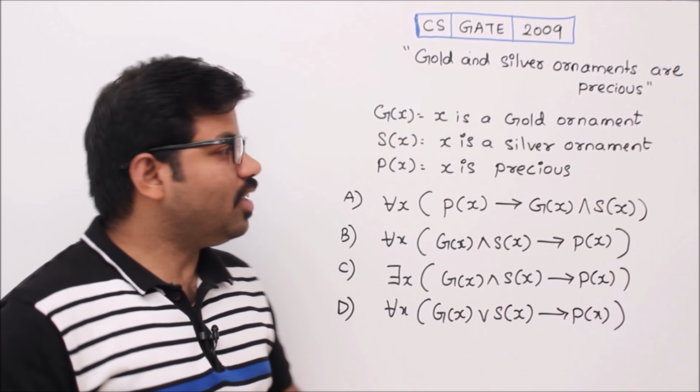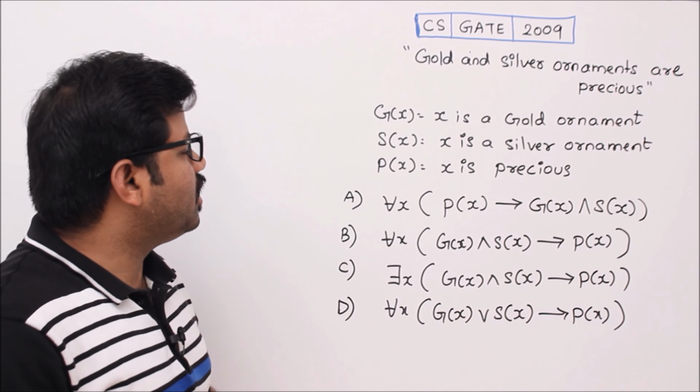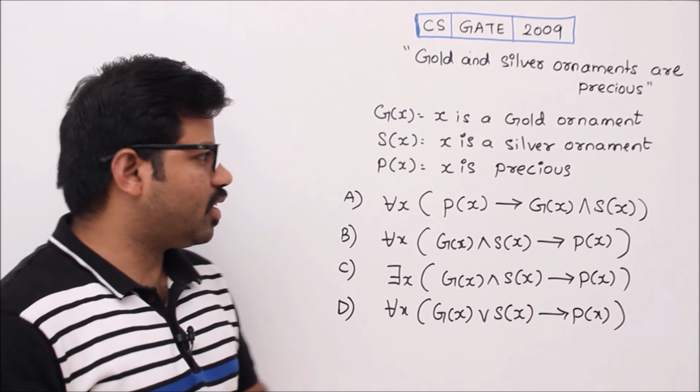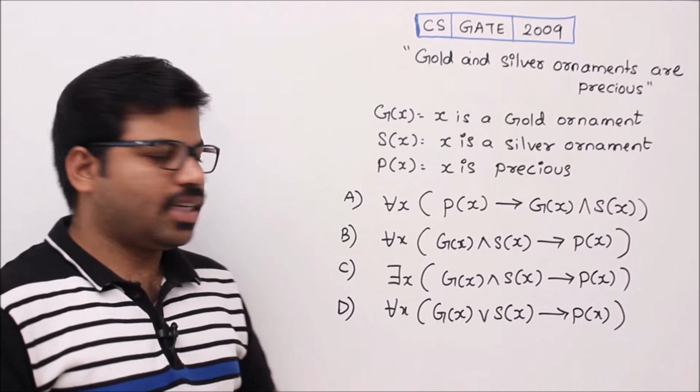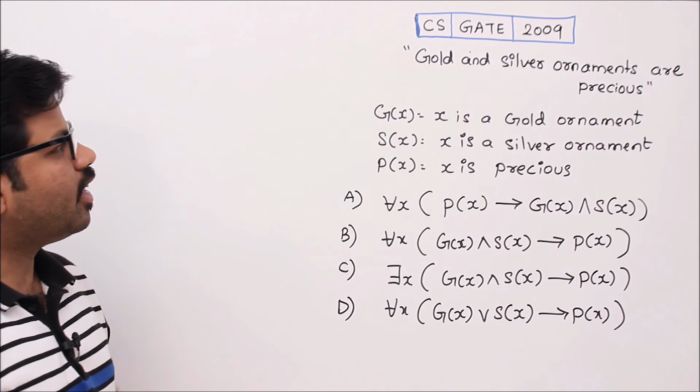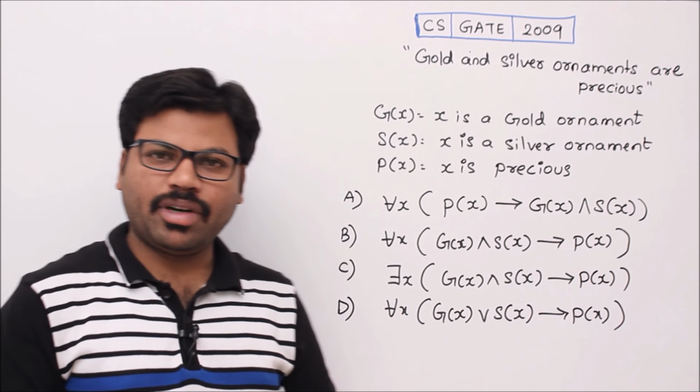Let's see one GATE question. Gold and silver ornaments are precious. Given that g of x means x is a gold ornament, s of x means x is a silver ornament, and p of x means x is precious. Given these functions are predicates, what is the correct interpretation of "gold and silver ornaments are precious"?